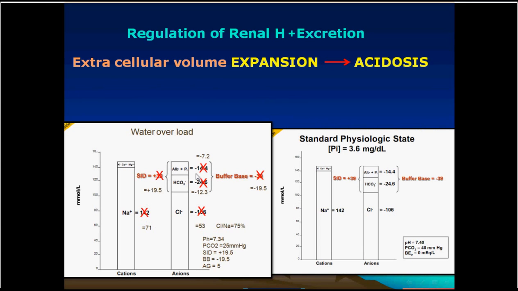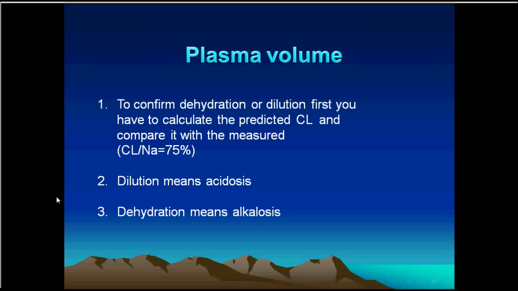The same thing: when you look at this, there is a decrease in the total weak acids and a decrease in the bicarbonate, a decrease in the buffer base, instead of 40 it will be 20, something like that. Decrease in sodium and chloride, but the ratio is the same. This is hemodilution, and so this is a case of metabolic acidosis. So with plasma volume changes, first you have to look at the sodium and the chloride, and the relation between sodium and chloride will be the same with dehydration or hydration. Dilution means acidosis, dehydration means alkalosis.